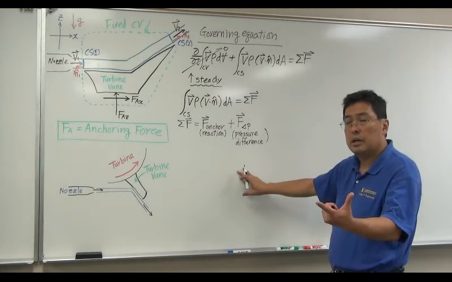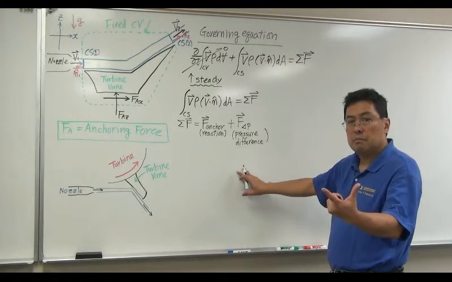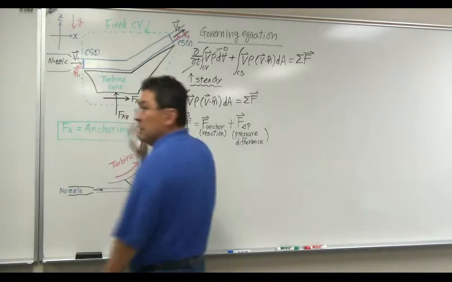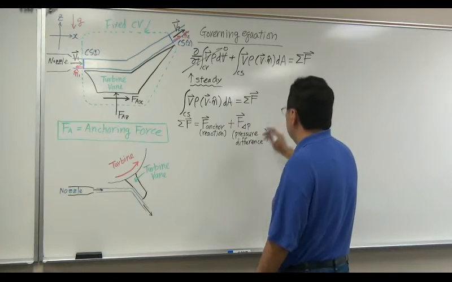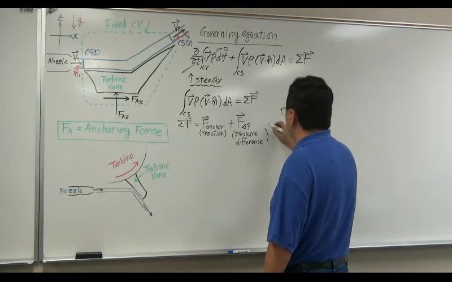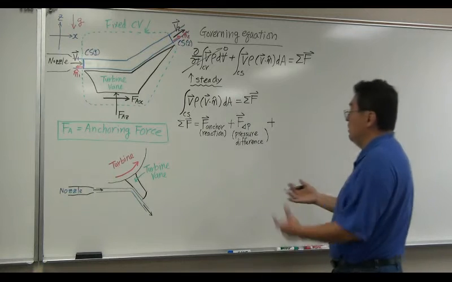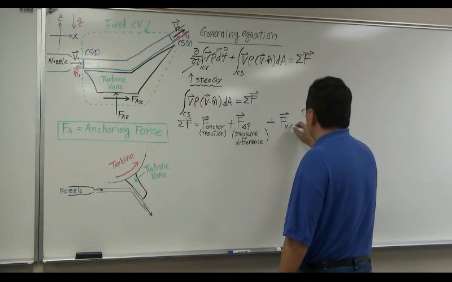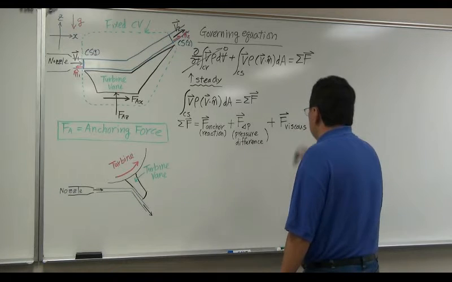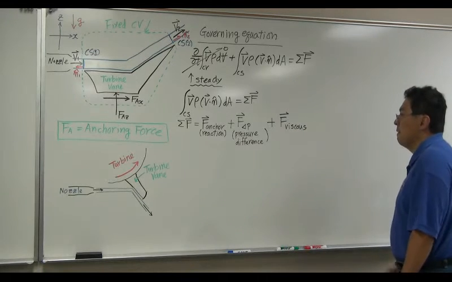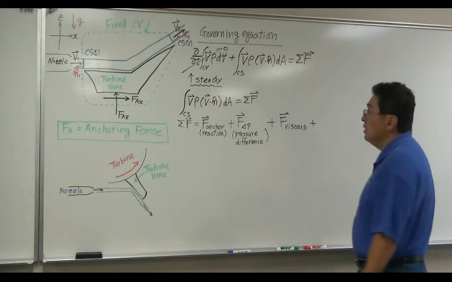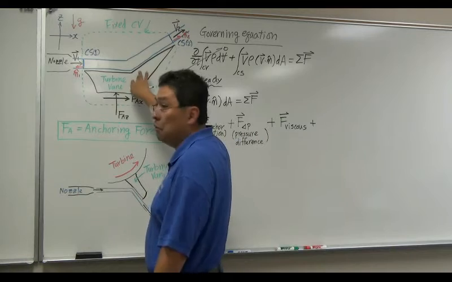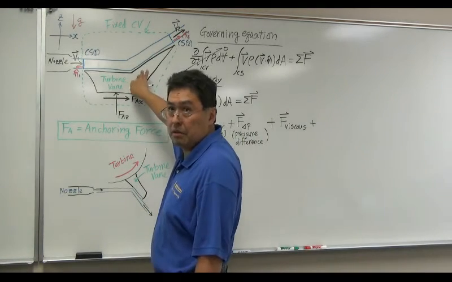A typical example is a jet engine. Sure, a jet engine has a pressure difference, obviously. In that case, you have to include this one: force due to pressure difference. The other one is force due to viscosity. If you include the viscosity of water here, of course, you're going to create the force due to skin friction.